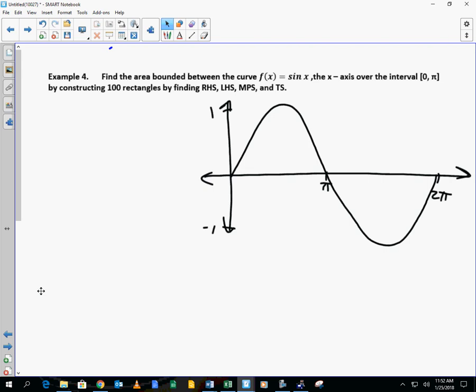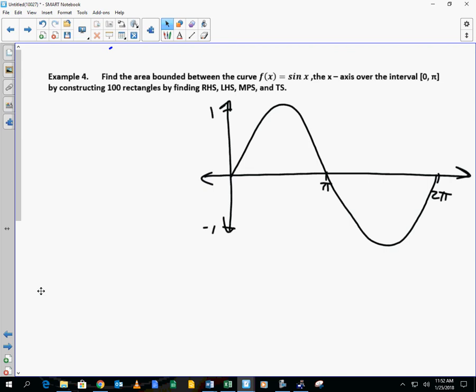Now, if I looked at the area from 0 all the way to 2 pi, what do you think I would get? From 0 to 2 pi. Zero. Why, Dana? Yeah, one's positive, one's negative. They'll cancel each other out.